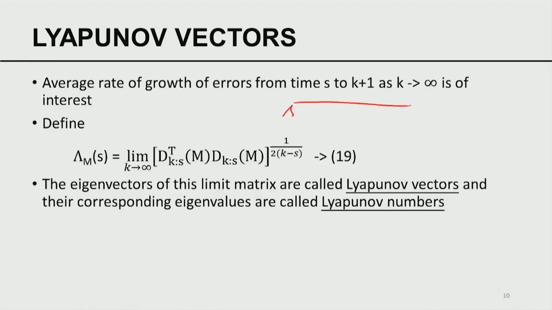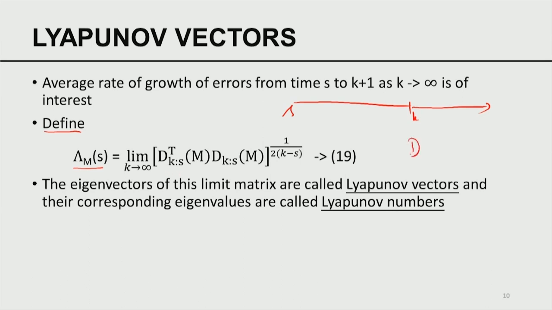So given s as a starting point fixed, this is k, I would like to let k go to infinity. So from a fixed starting point, if I want to make forecasts for asymptotically large values of time, over that time, what is the average rate of growth of errors as seen through the model? To that end, I am going to define a new matrix. So what is this matrix?